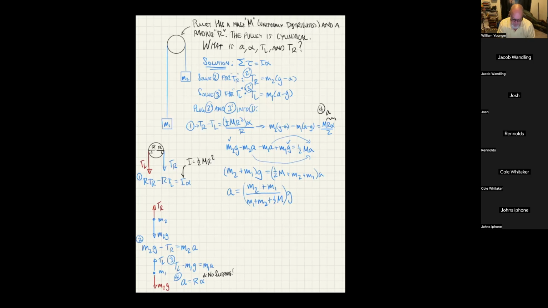Yeah, that definitely should get an M2 minus M1. Anyways, this is where we're going with this. Once we have A, then we can plug it back into 2 or 2 prime, or we can plug it into 3 or 3 prime. That'll let us get TL and TR and so on and so forth.